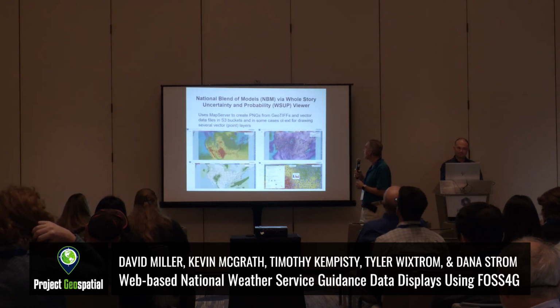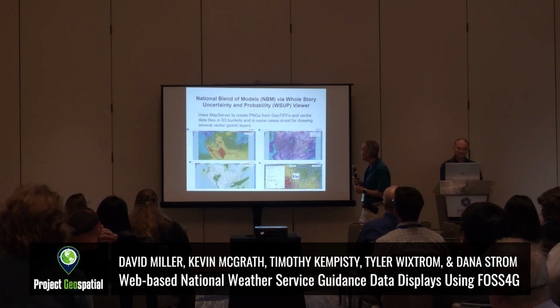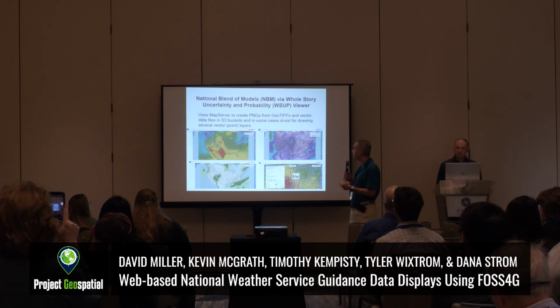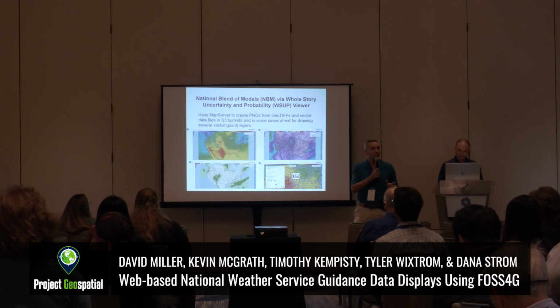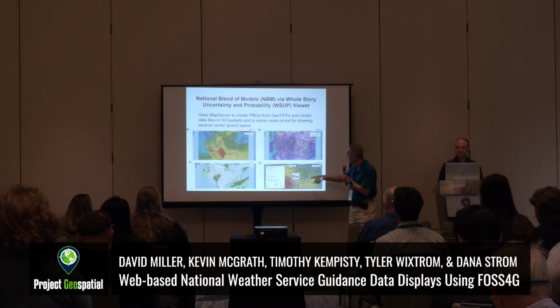The national blend of models, via the whole story, uncertainty, and probability, or what's up, viewer, uses MapServer to create PNGs from GeoTIFFs and vector data files in an S3 bucket, and in some cases uses OLX for drawing vector images on it. You can't see this too well, and I apologize for that, but you can see the little circles on this display.